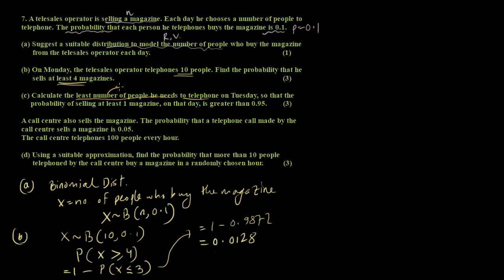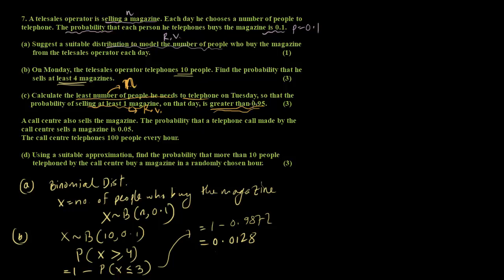Question C says, calculate the least number of people he needs to telephone. Remember, this is the random variable. No, this is not the random variable, because the number of people we need to telephone, that is n. This is definitely n on Tuesday, so that the probability of selling at least one magazine, this is the random variable, the number of magazines sold, is greater than 0.95.